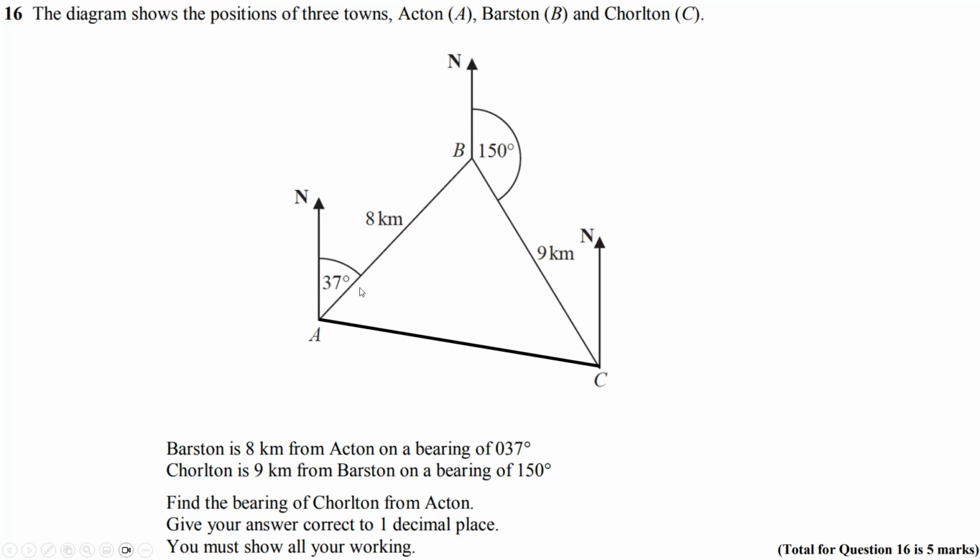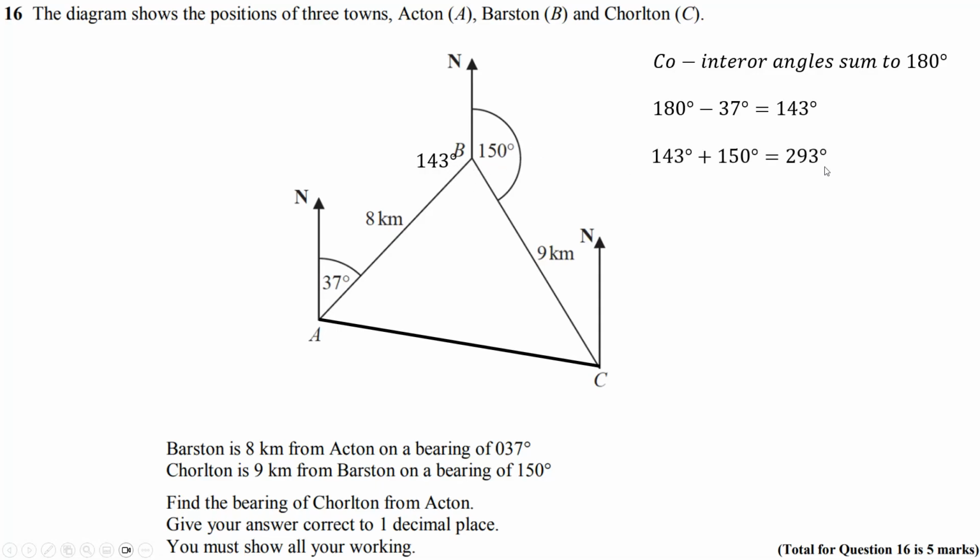So how do we figure out this angle? Well, I'll show you how. If you look at this line here and this line here, they're parallel. And if you remember, one of the properties of parallel lines is that these co-interior angles add up to 180 degrees. So that means 180 take away this will get us this angle here, which gives us 143. And angles around a point add up to 360. So this add this is 293. And 360 take away those two angles is 67. So this here is 67.